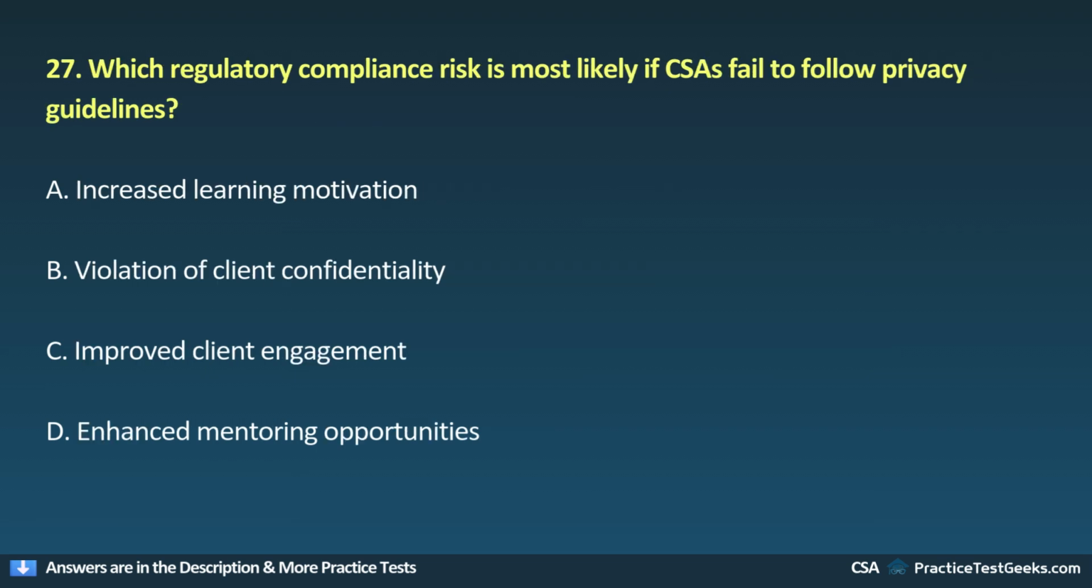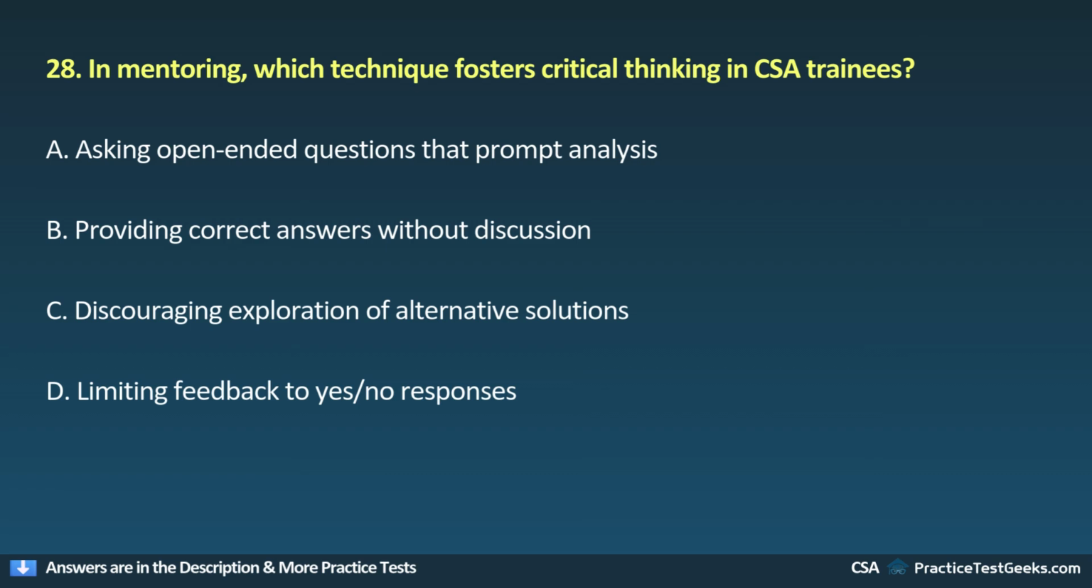27. Which regulatory compliance risk is most likely if CSAs fail to follow privacy guidelines? A. Increased learning motivation. B. Violation of client confidentiality. C. Improved client engagement. D. Enhanced mentoring opportunities.